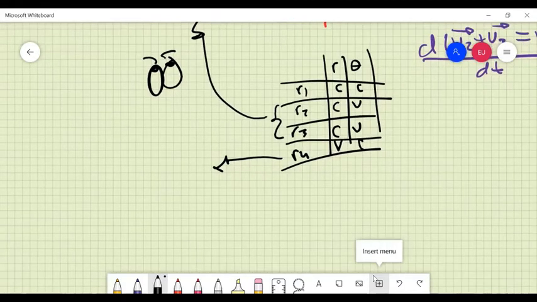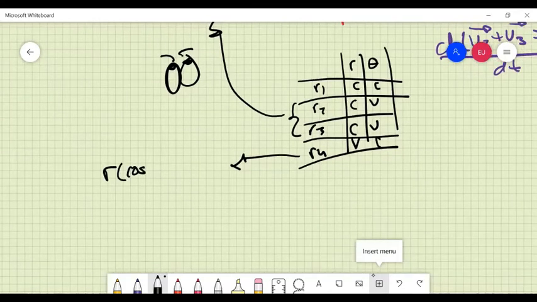Position vector. Again, I'm going to do it general case. Yeah. General case means no subindex.